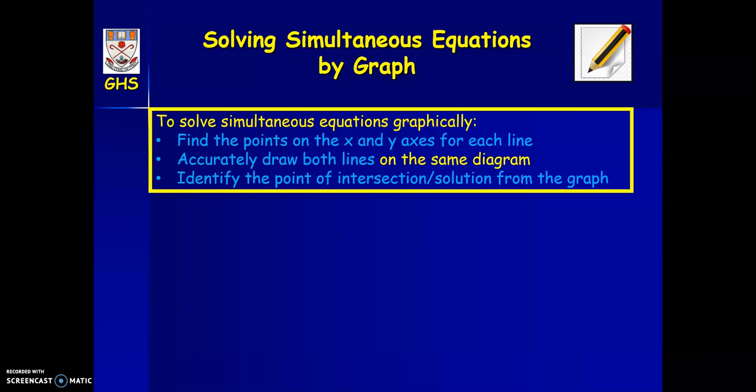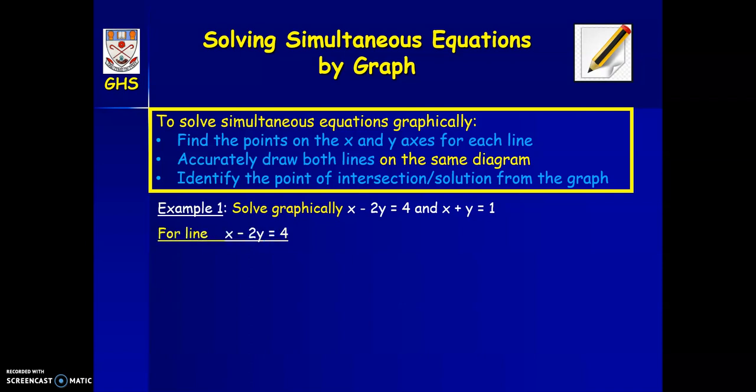So to solve simultaneous equations graphically, we find the points on the x and the y-axis for each line. We accurately draw both lines on the same diagram, and then we identify the point of intersection, or the solution as it's called, from the graph. So for example, we are being asked to solve graphically x minus 2y equals 4 and x plus y equals 1. So we need to find the pair of points for each line.